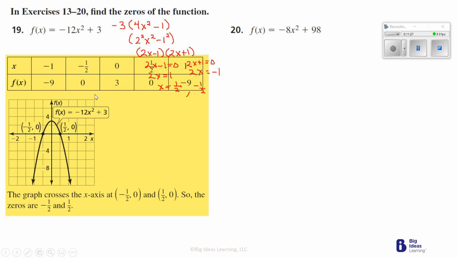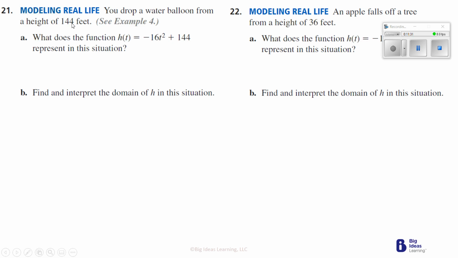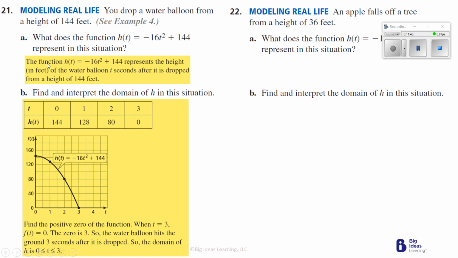All right. Let's see, you've got number 20 to do. I'm going to 21. You drop a water balloon from a height of 144 feet. What does the function represent? Well, I'm at 144 feet and I'm dropping the balloon, right? So the function represents the height in feet of the water balloon t seconds after it's dropped from a height of 144 feet. All right, find and interpret the domain of h.